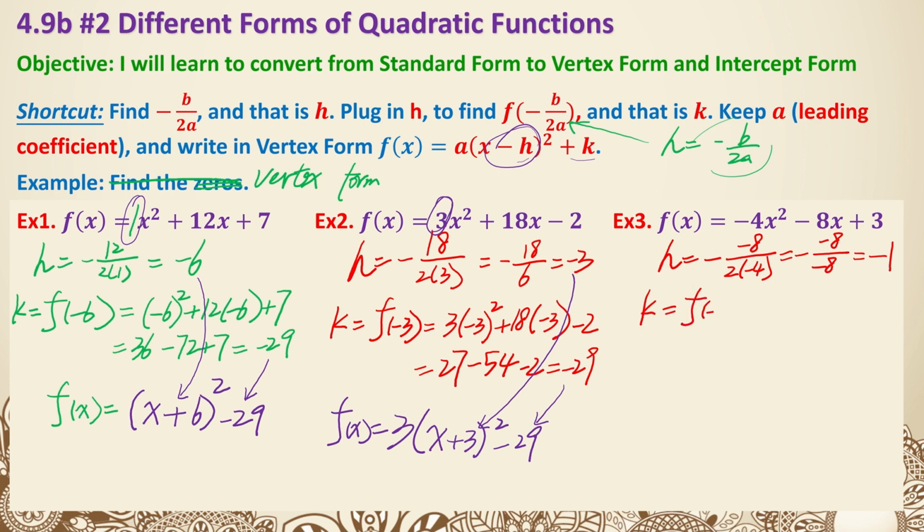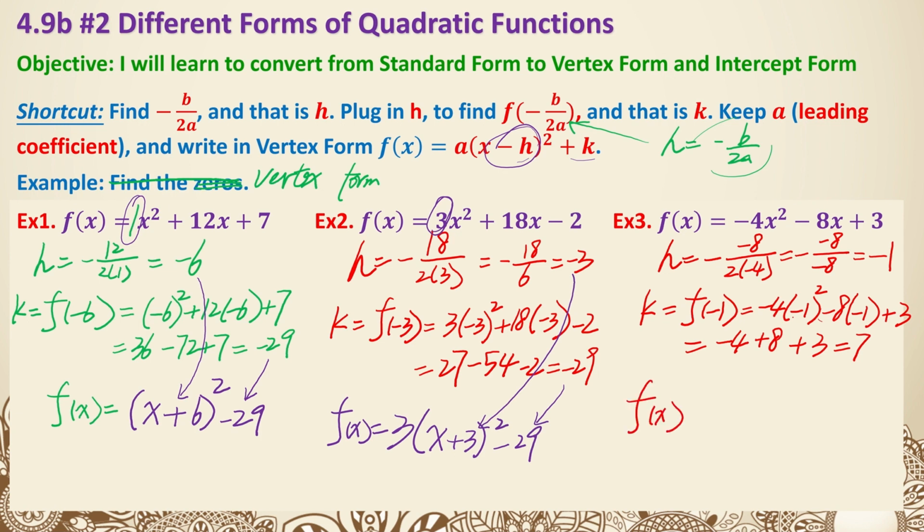For our k, it's going to be f of negative 1. Let's plug it in. Negative 4 in the front, then it's negative 1 inside parentheses being squared, minus 8 times negative 1, plus 3. Negative 1 squared is a positive 1, times negative 4 is a negative 4. Then we have this negative 8 times negative 1, which is going to be a plus 8. So we got a negative 4 plus 8, which is going to be a positive 4, plus 3, which is a 7. Let me actually write it out. We actually got a negative 4 plus 8 plus 3. That's a 7. Okay, let's write the final answer.